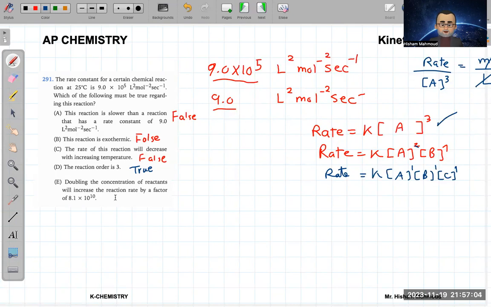شو هالكلام؟ It doesn't make sense. Doubling the concentration of the reactants will increase the reaction rate by a factor of 8.1 multiplied by 10 to the power of 10, which is a very strange factor that doesn't make any benefit. Okay. Right. So the answer is D.